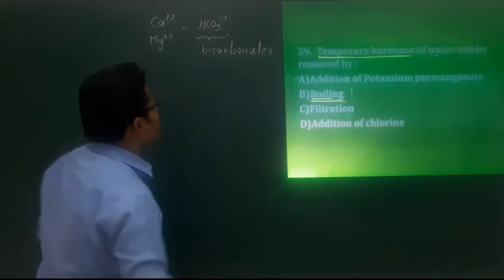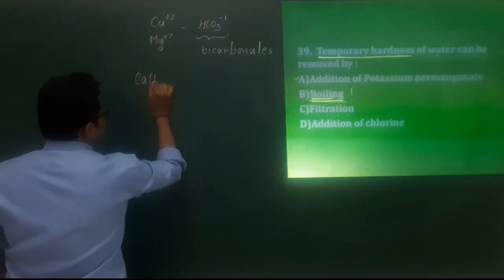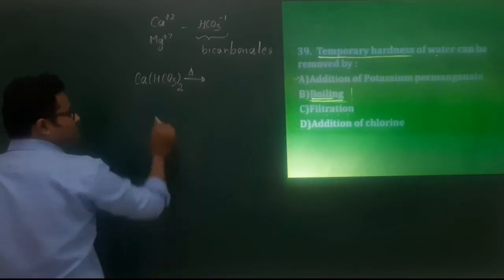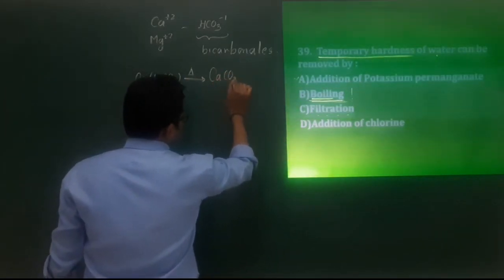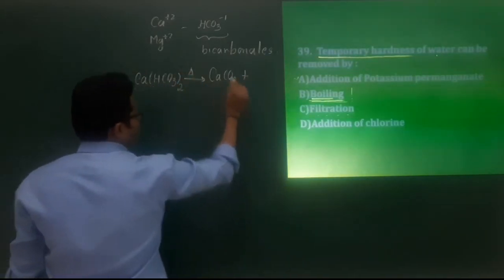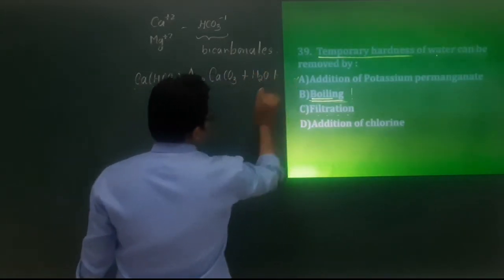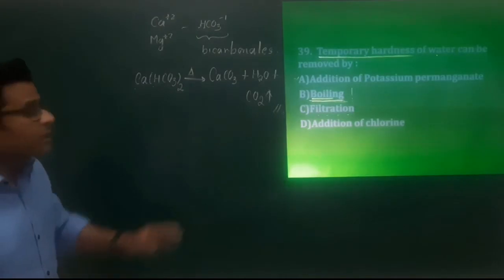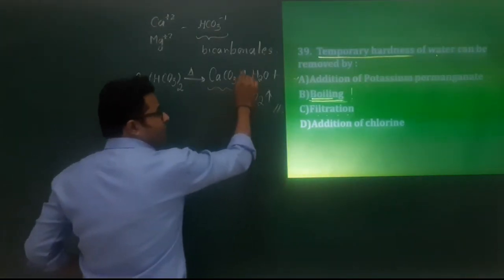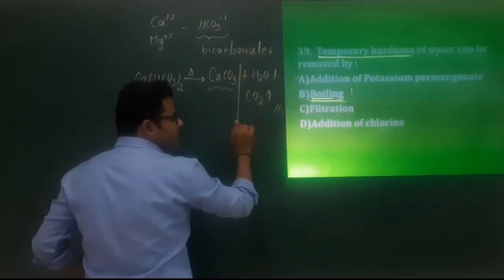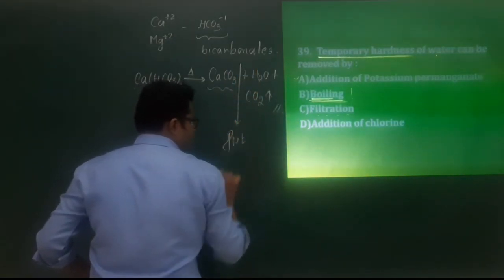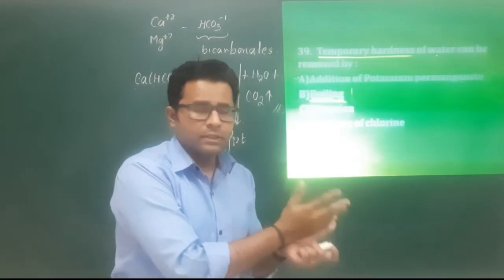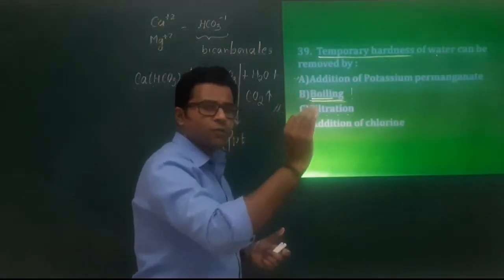So in the boiling of water, what happens is, if I take Ca(HCO3)2 and heat it, what forms is calcium carbonate, along with the elimination of H2O, water, and carbon dioxide. So this is what we get on boiling. Calcium carbonate, which is formed upon boiling, precipitates down and forms a powder. We can simply filter it after boiling the particular water, and then we will end up having soft water.